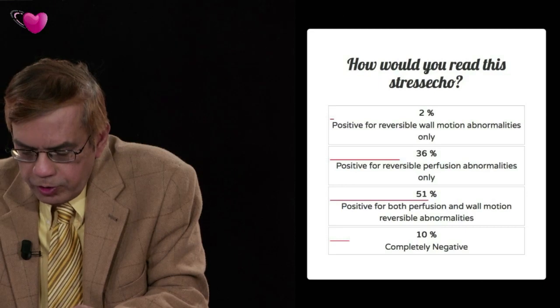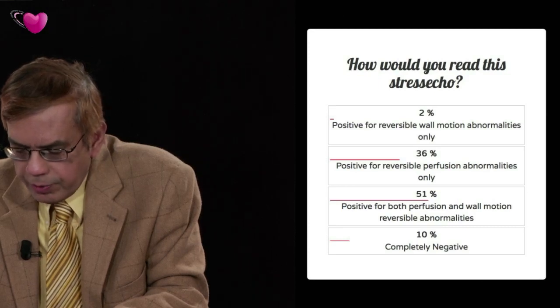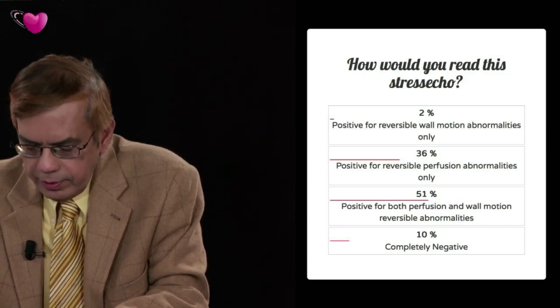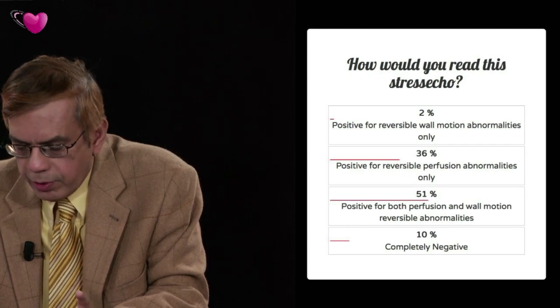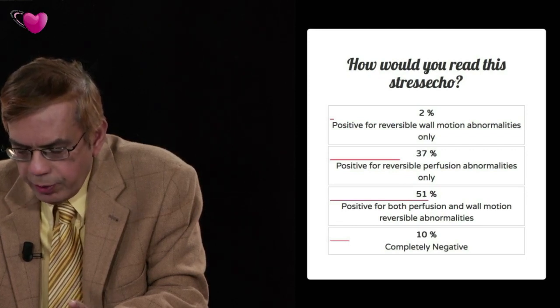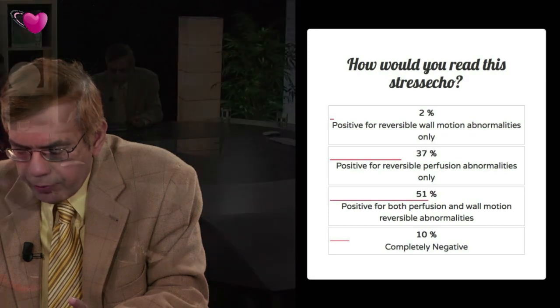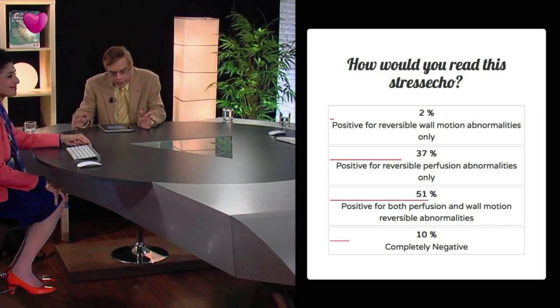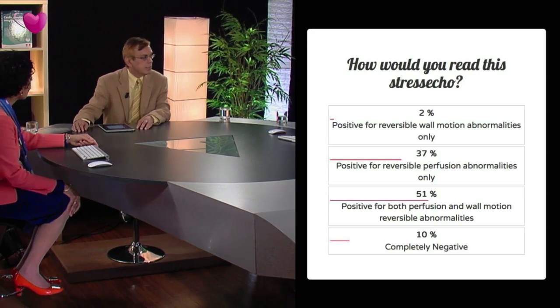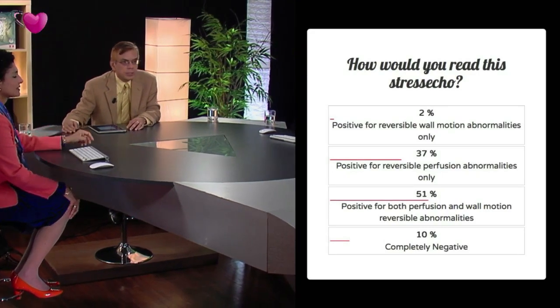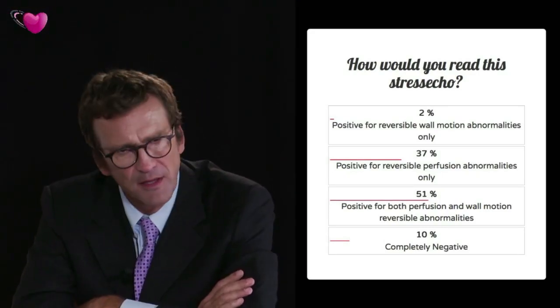Okay, all right, so there we are. 2% voted positive for reversible wall motion abnormalities only. 36% said positive for reversible perfusion, and 51% said positive for both perfusion and wall motion. In fact, 88% said there's a perfusion defect, which I think is excellent. Great, yes, this is excellent.